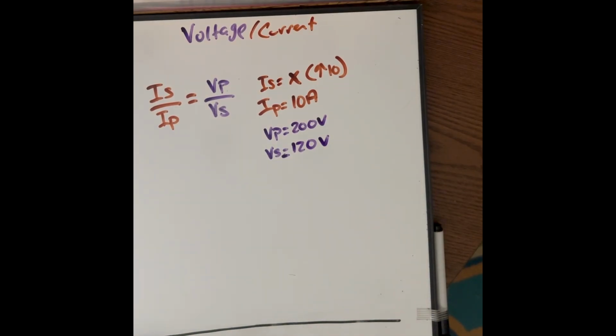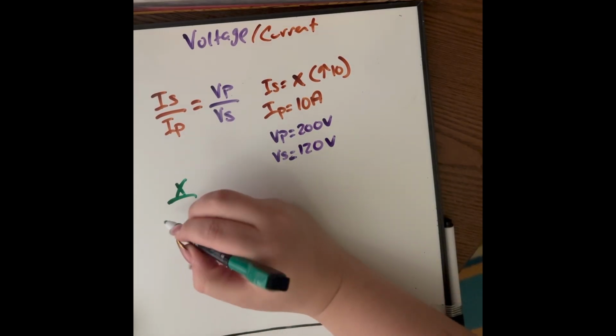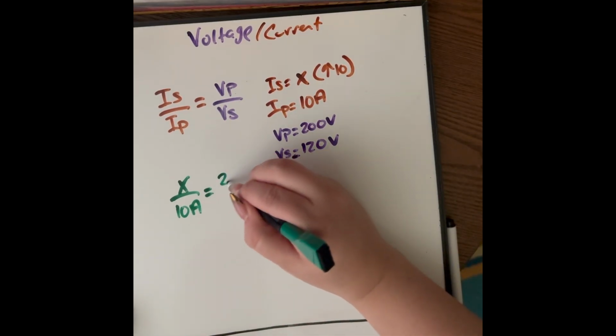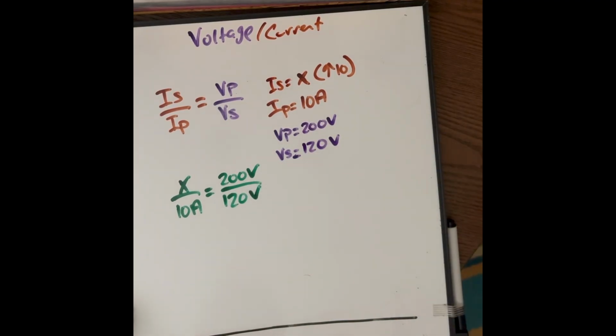Okay, my IS, I think I'm going to use that green again. Put my markers away. Okay, IS is what we're solving for. So I am going to put the X up there. My primary current was 10 amps. My primary voltage was 200 volts, and my secondary voltage was 120 volts. My V's are going to cancel out, so I'm just going to draw a line through them. Again, this is a step down transformer based on what I just made up, so I'm looking for a number bigger than 10.